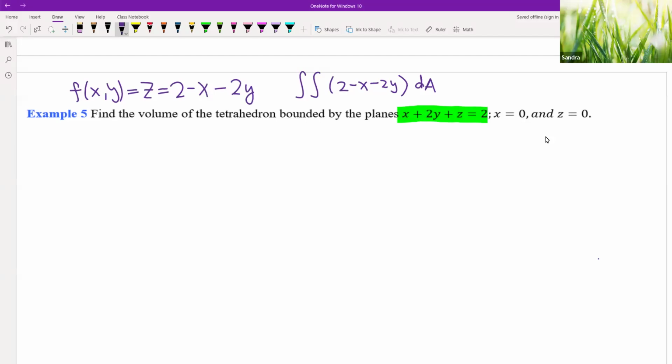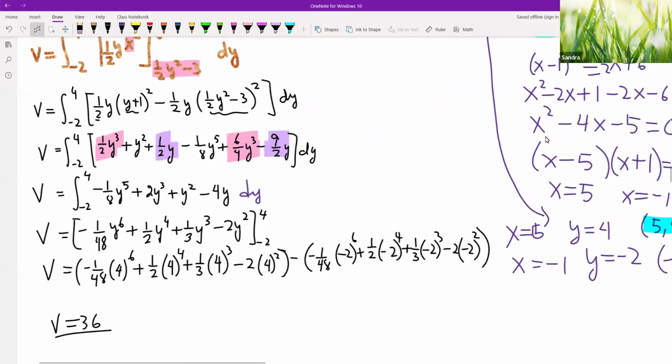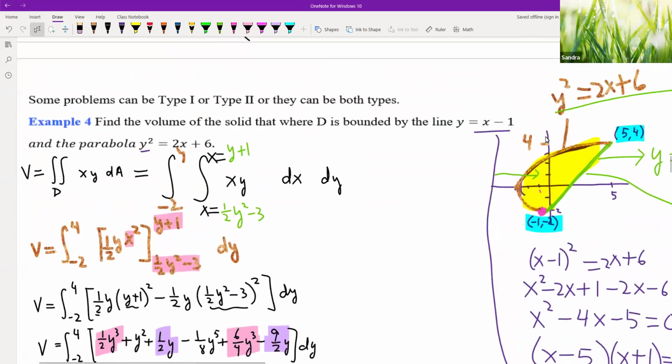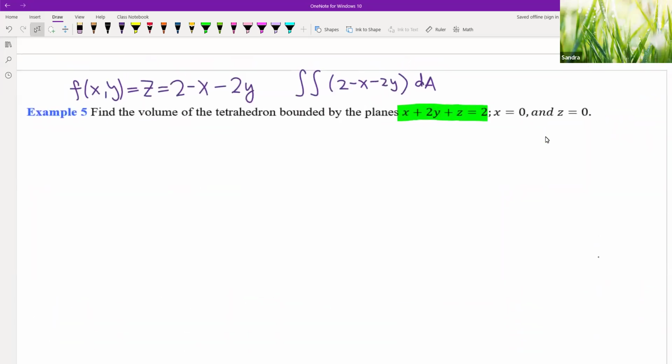Okay, now, how can we find the equations? The equations are not given, and we'll remember from the past video that they had given us some sort of regions like y equals x minus 1, y squared equals 2x plus 6, but we don't have that in here. When they don't give it to us, we have to find them. We're gonna have to find those equations.